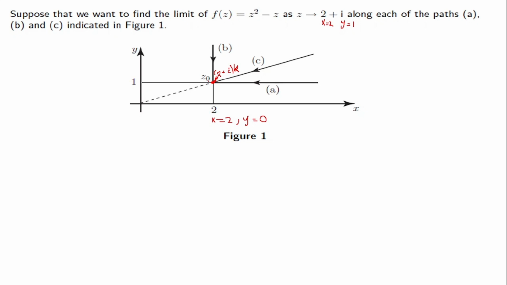Now look at this side too. Look at this path. This is path A. This path A, y is what? 1. X is equal to what? 0.